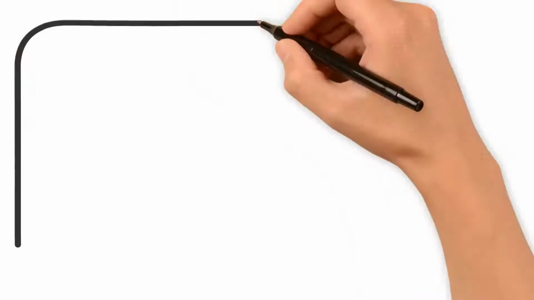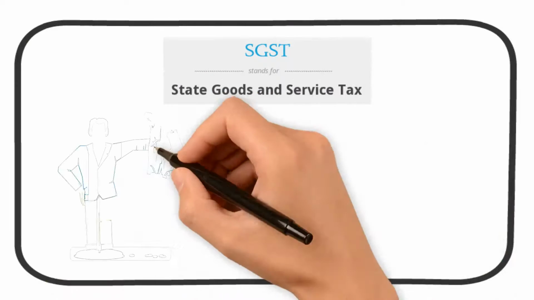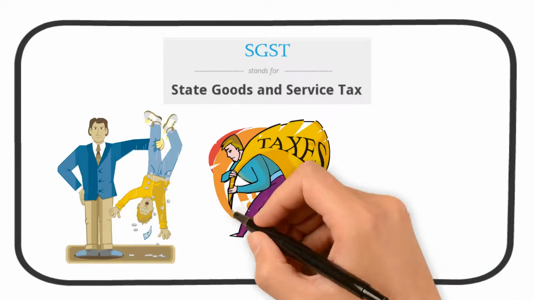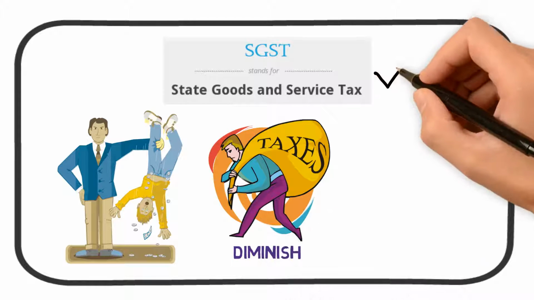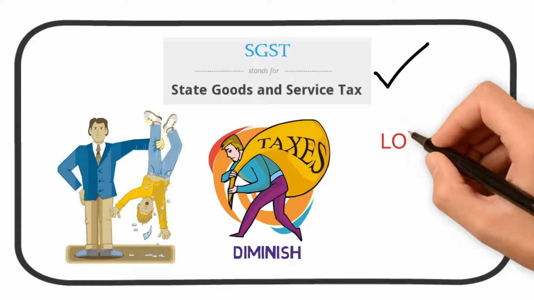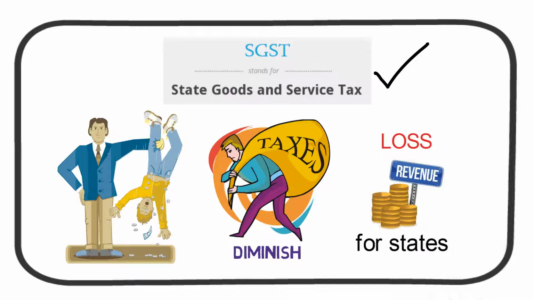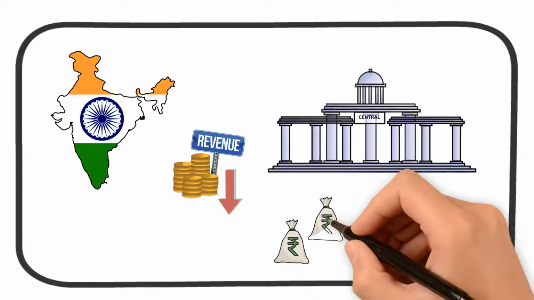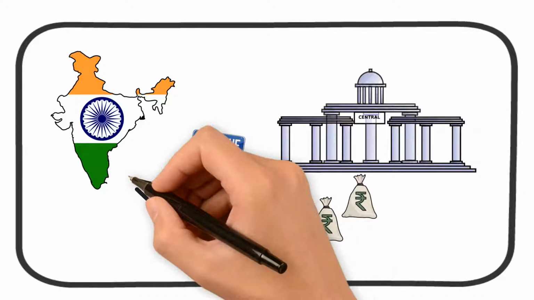After implementation of SGST, all the taxes that are currently levied and collected by the states will diminish and only SGST will be left. This will lead to loss of revenue for the states. So, to indemnify the states for such loss, the central government will pay a calculated amount of money to the states that shall be based on a formula.